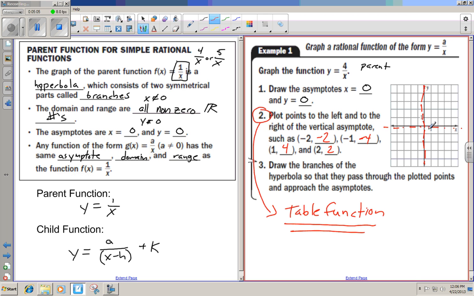So what you'll do is plot those points. 1, 4, use a different color here. 1, 4; 2, 2; -1, -4; -2, -2. And when you hit graph on your calculator, you've got an equation that curves around like that, never actually touching those asymptotes. So you draw the branches of the hyperbola so they pass through the points plotted and approach the asymptotes. Notice it says approach because it doesn't actually touch it.